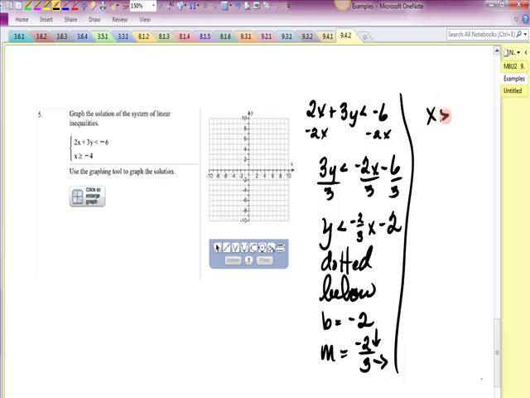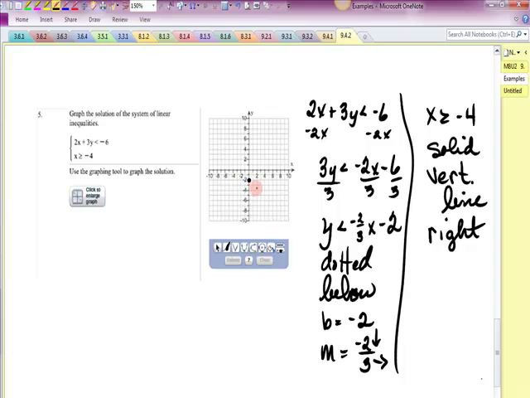The other line is special. X is greater than or equal to negative 4. It's going to be solid. It's going to be a vertical line. And I'm going to shade to the right because it says greater than. All right, so line, dotted, begin at negative 2. From there, go down 2 and right 3, I get a dotted line.